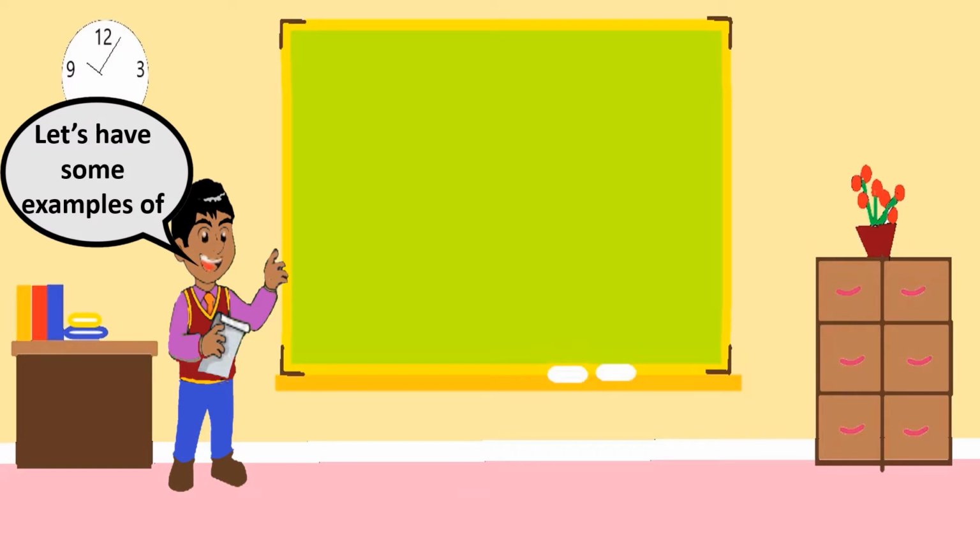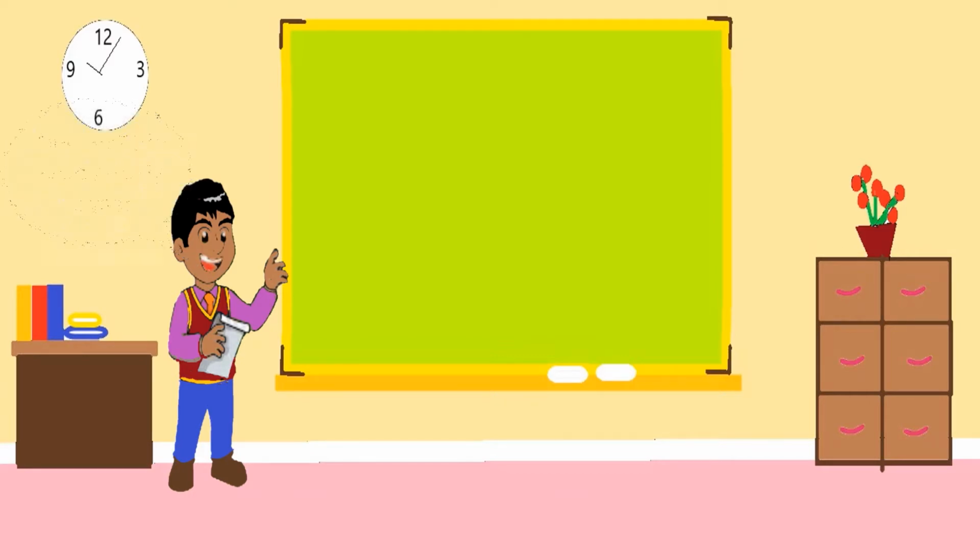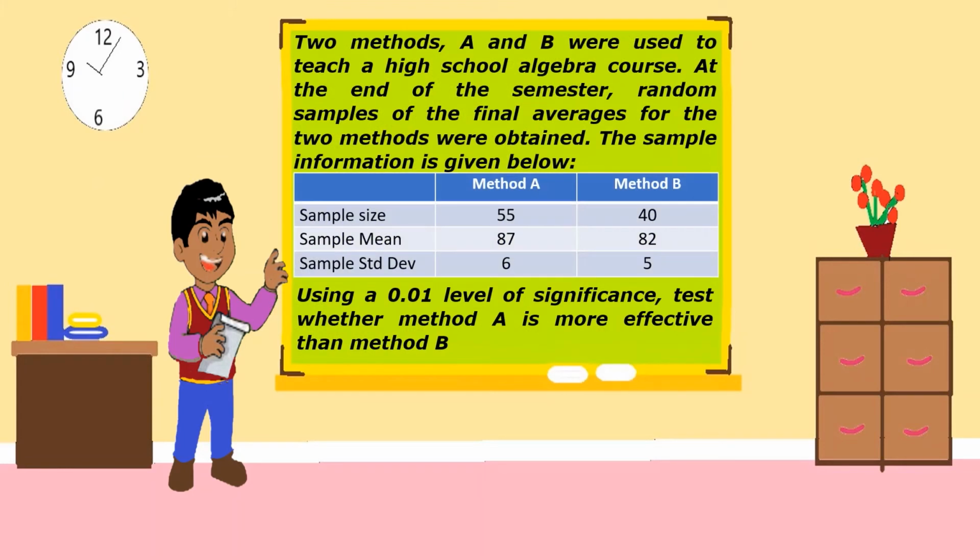Let's have some examples of conducting hypothesis testing involving two sample case z-test or t-test. Two methods, A and B, were used to teach a high school algebra course. At the end of the semester, random samples of the final averages for the two methods were obtained. The sample information is given below.